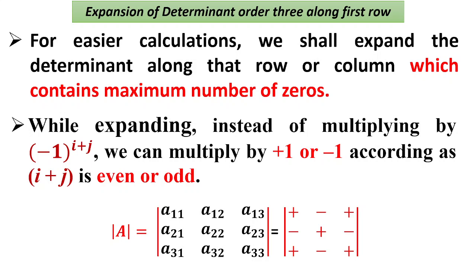While expanding, instead of multiplying by minus 1 whole power i plus j, we can multiply by plus 1 or minus 1 according to whether it is even or odd. You are seeing over here A11 multiplied by a positive 1. If it is A12, it will be negative. A13 positive. A21 negative, positive, negative, positive, negative, positive. Whenever you are doing it with any column or row, you should first fix that sign, then multiply that element by a 2 cross 2 determinant obtained by removing the row or column.